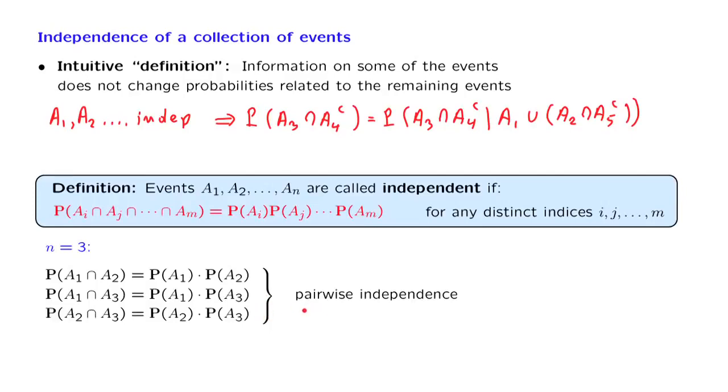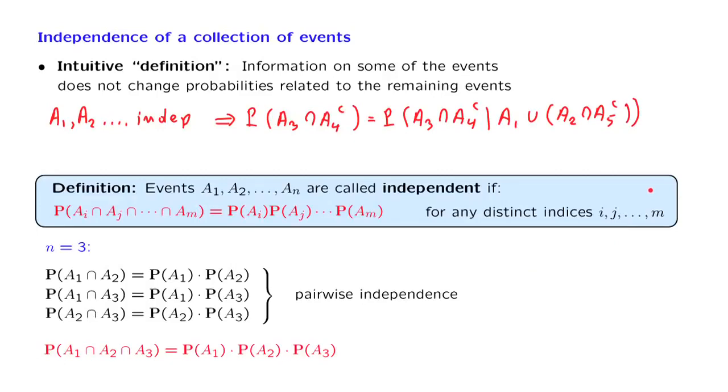We call this situation pairwise independence. But the definition requires something more. It requires that the probability of three-way intersections can also be calculated the same way by multiplying individual probabilities. And this additional condition does make a difference, as we're going to see in a later example. Is this the right definition?